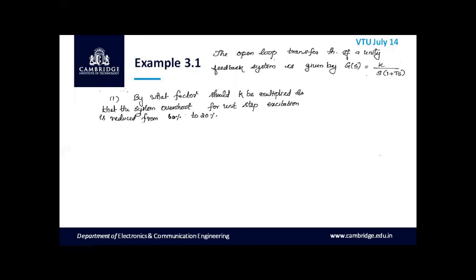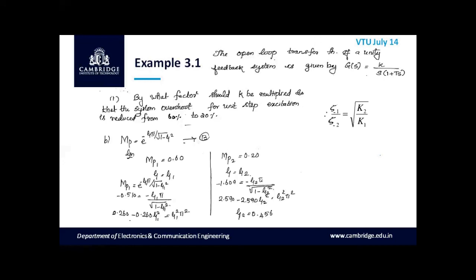In the previous problem, you were given the increase in damping ratio from 0.3 to 0.6, whereas in this case, the maximum peak overshoot is reducing from 60% to 20%. So let us try to solve this problem, and let us make use of this equality which we have derived just now: zeta 1 divided by zeta 2 is equal to square root of K2 divided by K1.